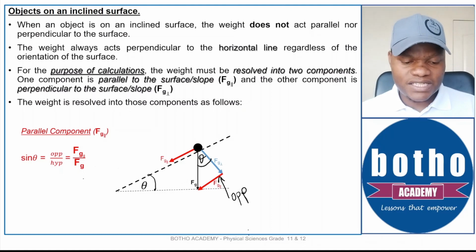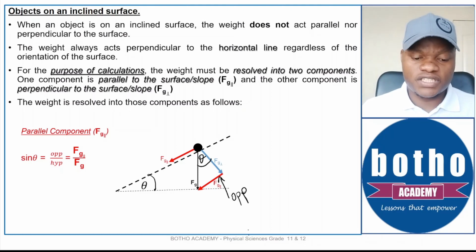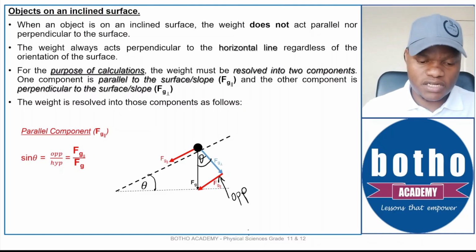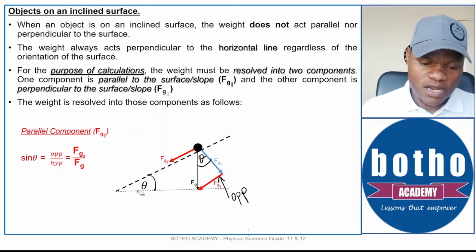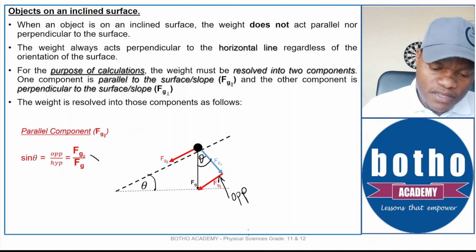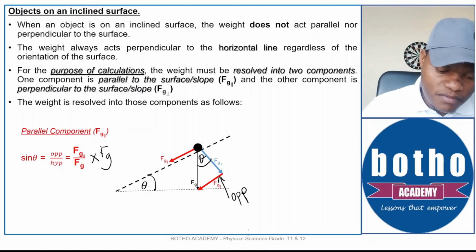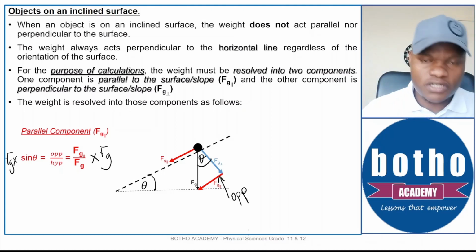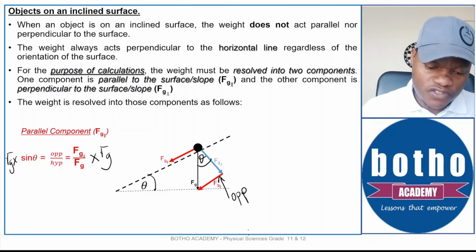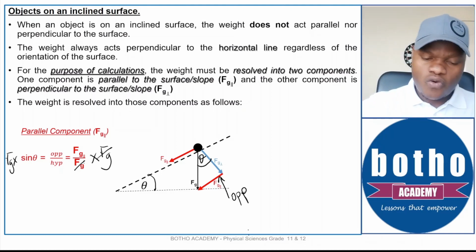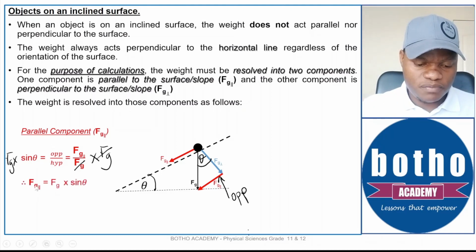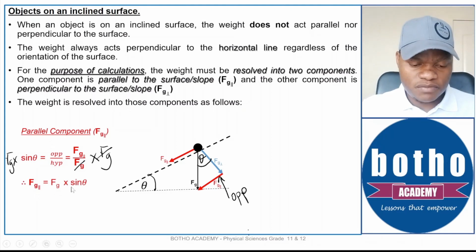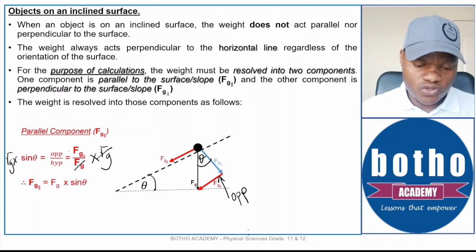So sine theta is equal to FG parallel divided by FG, which is the weight, or you can just write W there. But we want to calculate FG parallel. So in this case, we multiply this side by FG and multiply that side by FG. If you do that, this FG will cancel that FG. What are we now left with? We are left with FG parallel is equal to FG multiplied by sine theta.